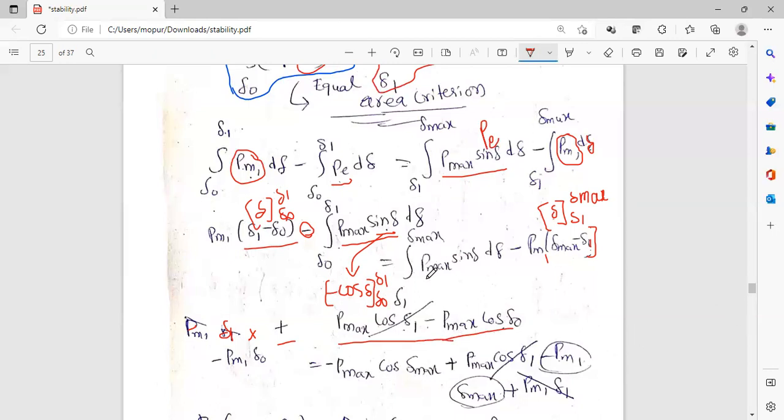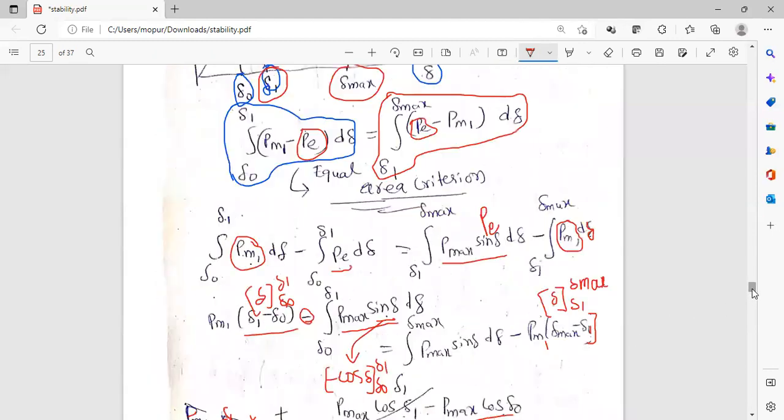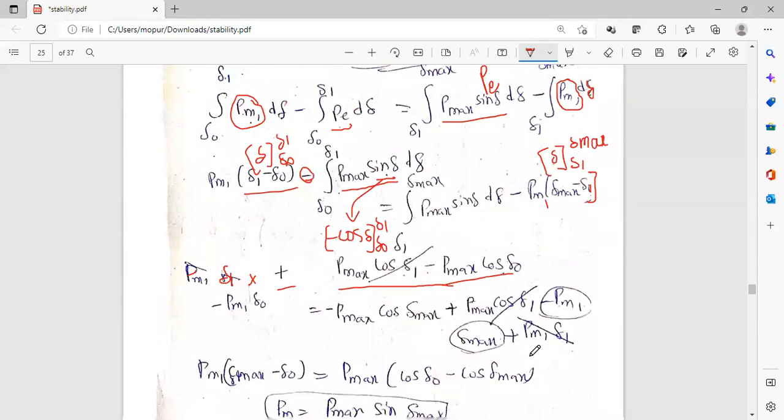is equal to, here what we had, here also we had sin del with limits del 1 to del max, but here in front there is no minus, so we'll get minus P max cos del max, upper limit, and minus of minus, plus P max cos del 1, minus PM1 del max plus PM1 del 1. Now if you observe both sides, here we had PM1 del 1 and here we had PM1 del 1, which gets cancelled, and here we had P max cos del 1 and here you have P max cos del 1, which we can cancel.